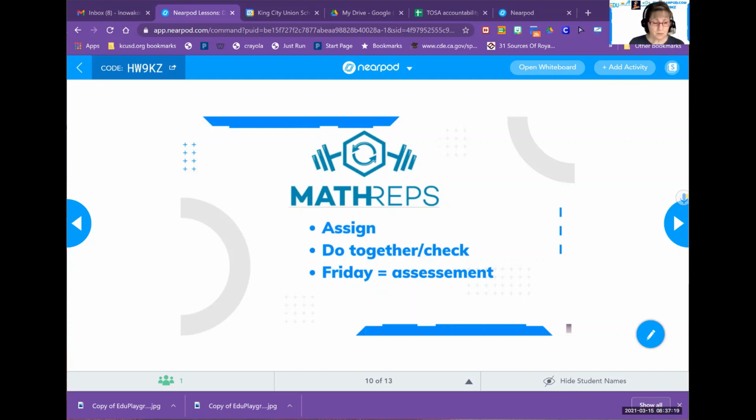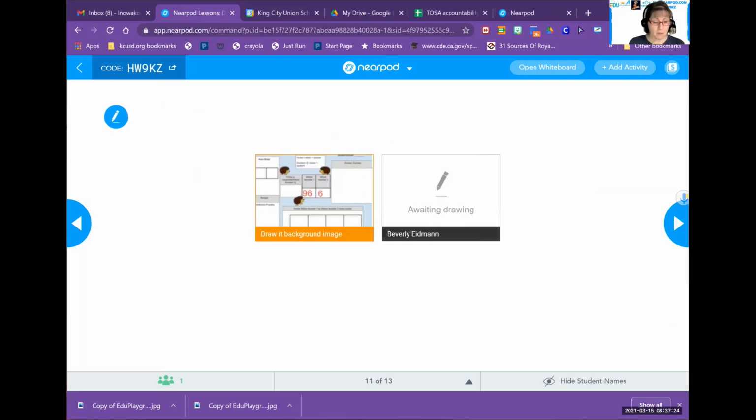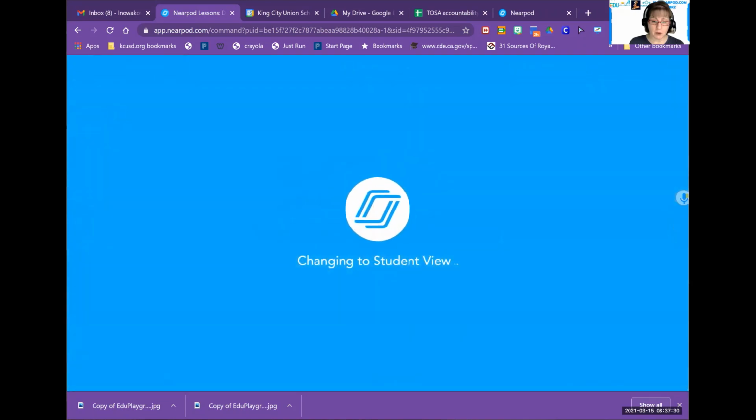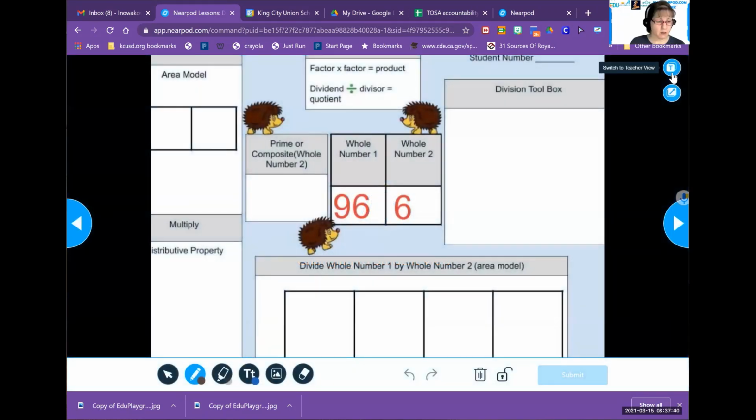Oops, here we go. So here is an example. I'm going to go ahead and see if I can switch. Sometimes I try and switch and it doesn't switch properly on me. It says it's waiting for Nearpod. It could very well be waiting for, there we go.